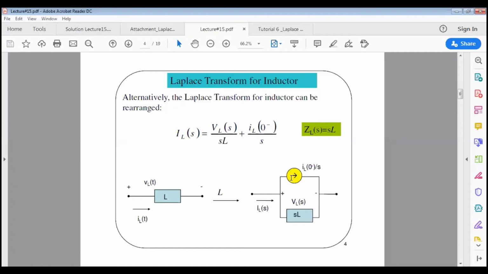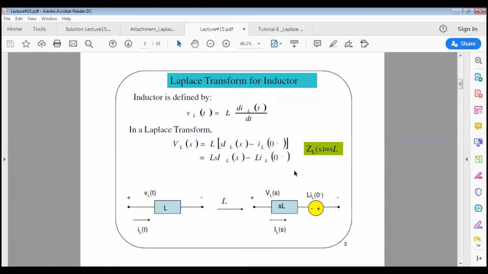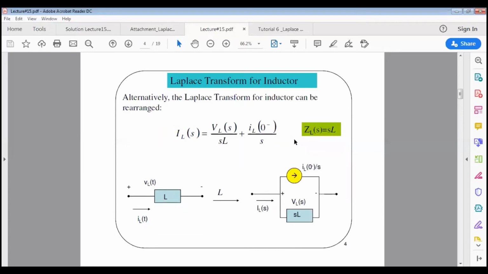So why do we have these two kinds of circuit transform for the inductor? The reason is that some problems can be solved by using Kirchhoff's voltage law, and other problems can be solved using Kirchhoff's current law. If you're using Kirchhoff's voltage law, you have to transform the inductor in terms of the voltage like this. But when you are solving the circuit problem using Kirchhoff's current law, you have to adopt this method of Laplace transform for the inductor. Hope you are clear about this Laplace transform for the inductor.